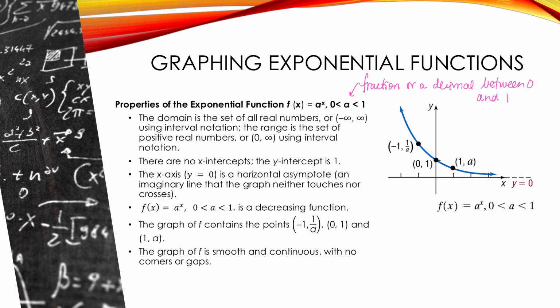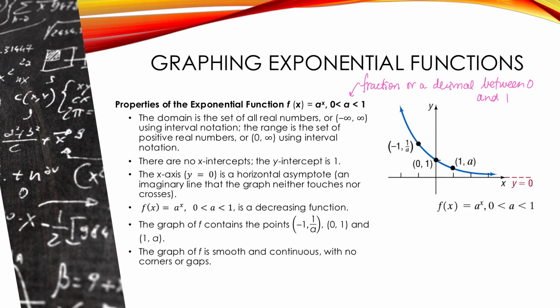Because if you notice, we had negative 1, 1 over a. Well, that's still there, and 1, a is still there too, our ordered pairs: negative 1, 1 over a; 0, 1; and 1, a. But our graph is going the opposite direction. So what's happening now is instead of it increasing, it is now decreasing. And that's because it all comes down to what a is.